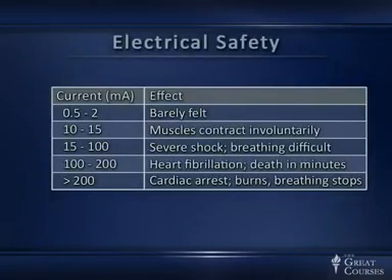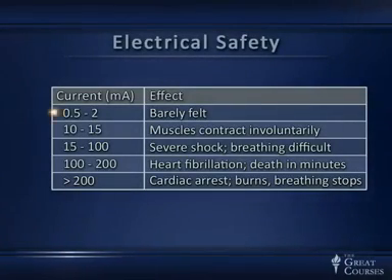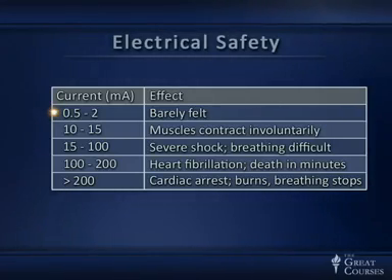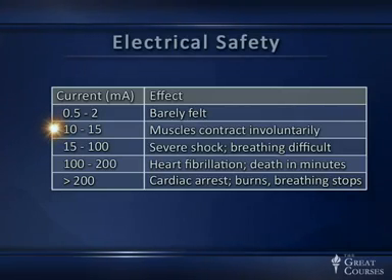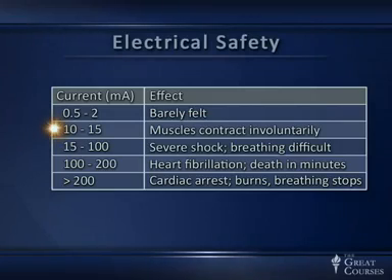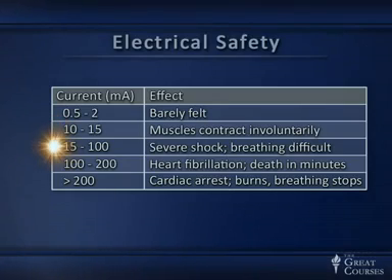Here's a little table that shows you some of the currents and their physiological effects. You get about a milliamp, half to 2 milliamps flowing through you. You could barely feel that. Up to about a factor of 10 more than that, 10 to 15 milliamps in your muscles, which are also electrical systems. In fact, your nervous system is electrochemical, so it's upset by these kinds of things, by electric currents. Your muscles will contract involuntarily. You may not be able to let go of something you grabbed at some high voltage. Go a little higher, 15 to 100 milliamps, thousandths of an amp, up to about a tenth of an amp, you get a severe shock and your breathing may become difficult.